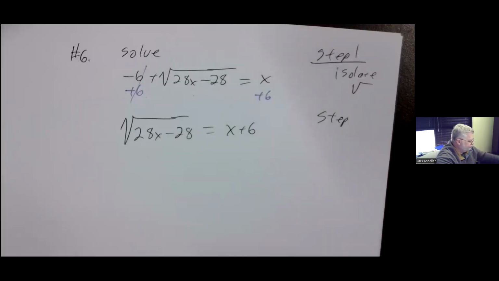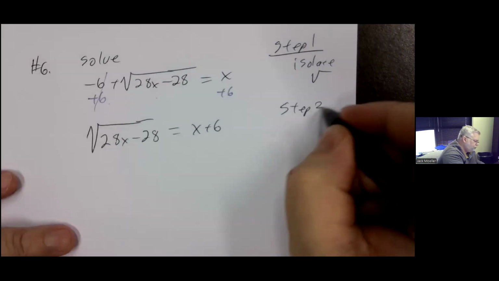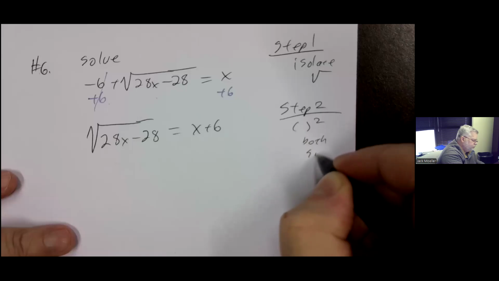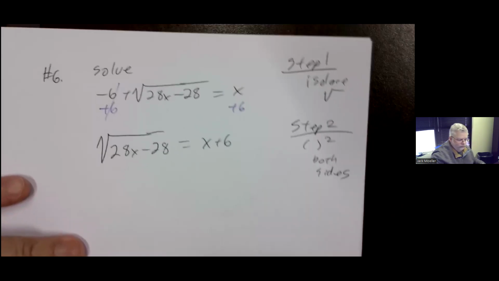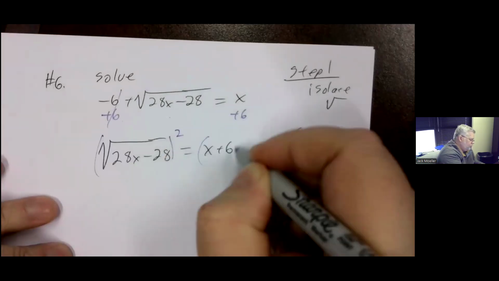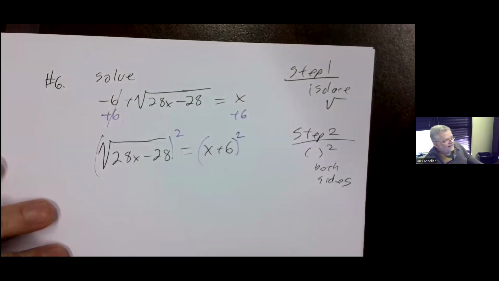Step 2 is we're going to square both sides. And we are squaring the whole side, so you need to put parentheses around that x plus 6. If you don't, you're guaranteed to get a wrong answer.